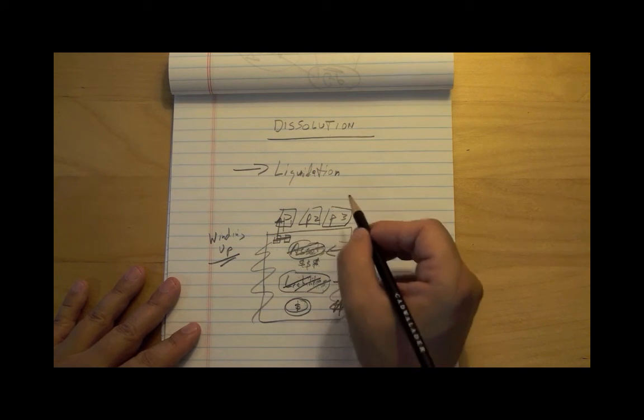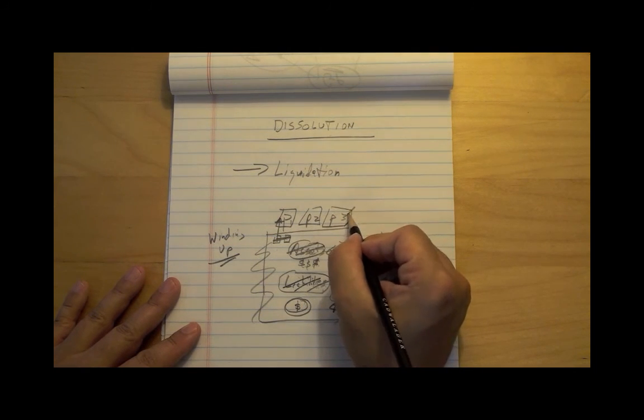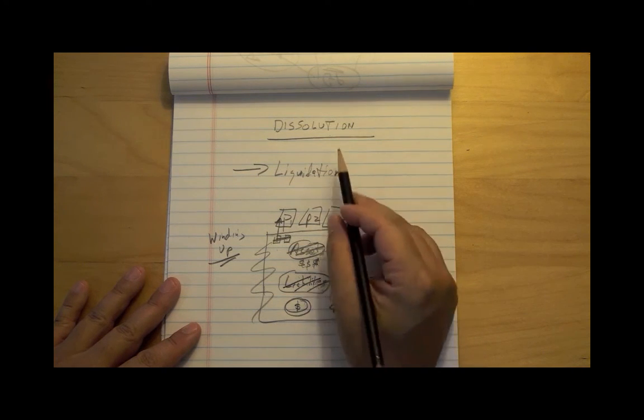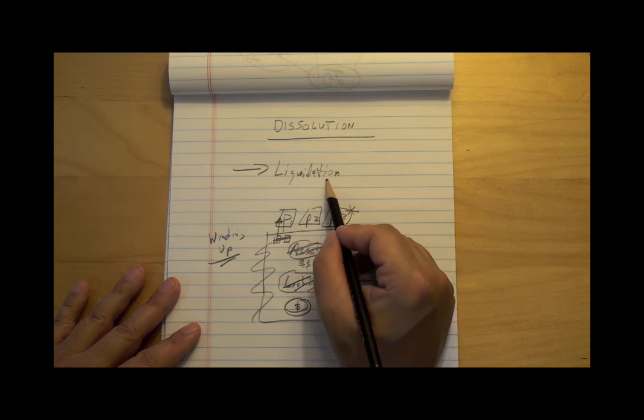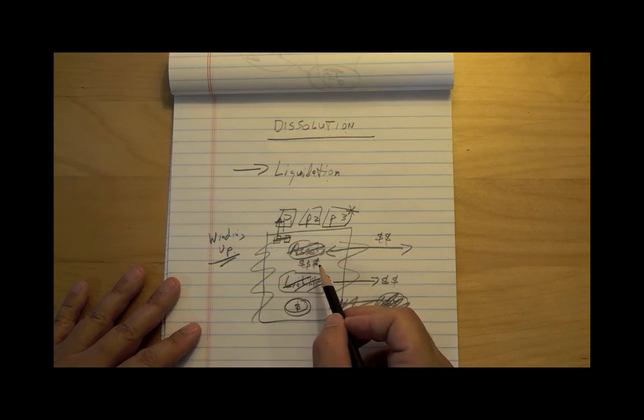And so what would happen if partner three were to die, right, early in this venture? Well, under the default rule, that will trigger dissolution, which would in turn trigger liquidation, which in turn would trigger winding up.